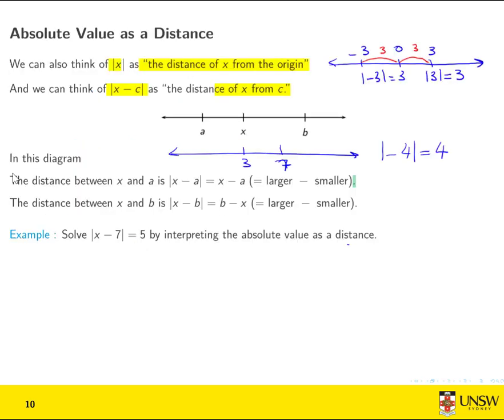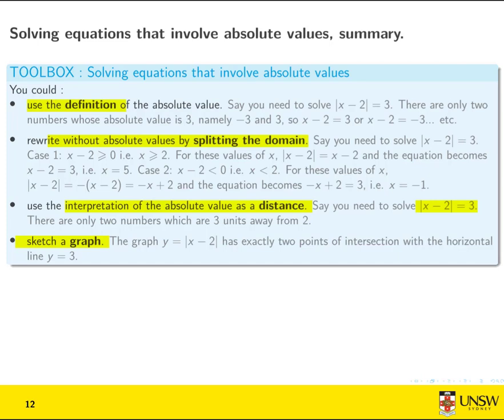Let's wrap up what we've done here. We discovered a new way to think about the absolute value. That is, when we see the absolute value of x minus c, we know that this can also be thought of as the distance between x and c. This, together with the methods we already had, has given us 4 ways to solve equations containing absolute value.